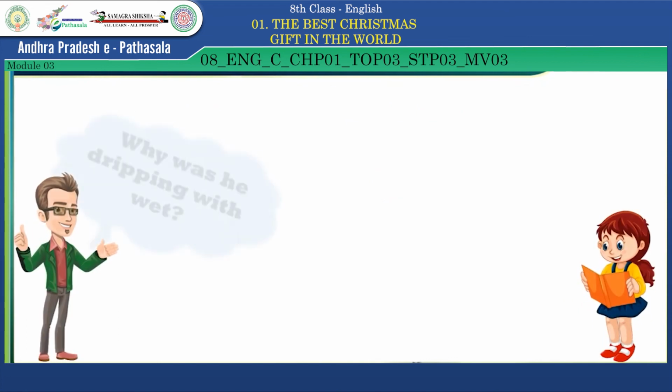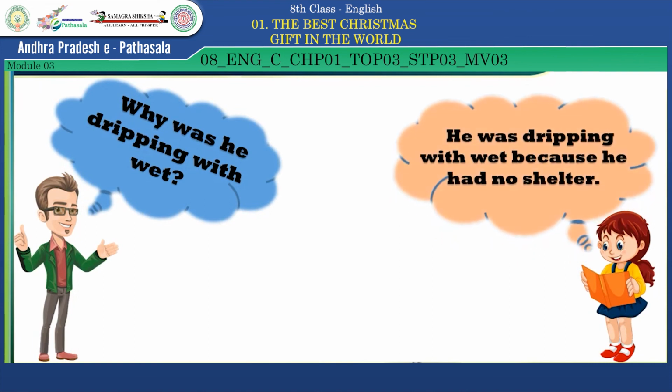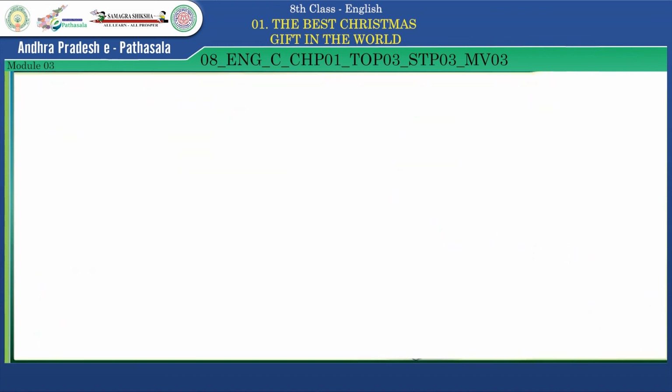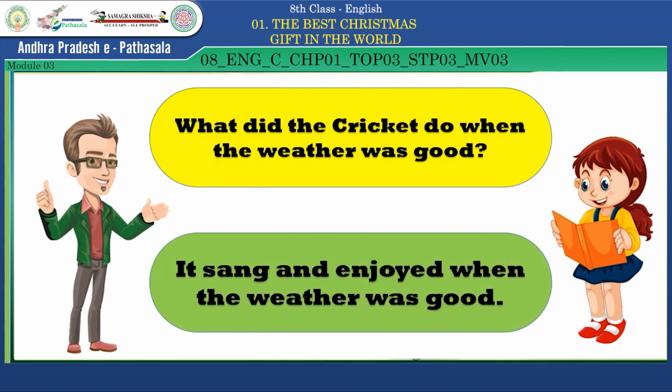The next question. Why was he dripping with wet? He was dripping with wet because he had no shelter. Now, coming to the next question. What did the cricket do when the weather was good? It sang and enjoyed when the weather was good.